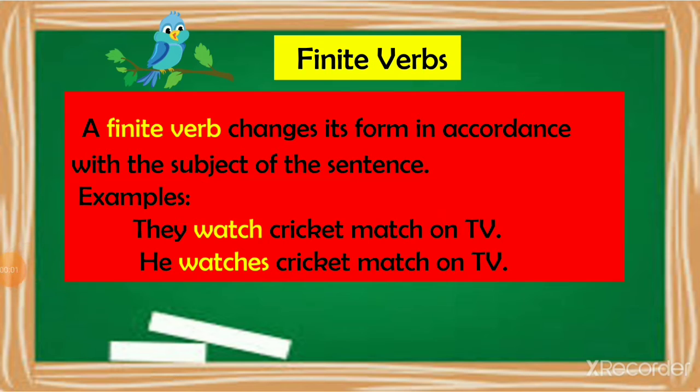Verbs can also be classified as finite verbs and non-finite verbs. A finite verb changes its form in accordance with the subject of the sentence, right? For example, they watch cricket match on TV. He watches cricket match on TV. So, finite verbs are the verbs which change according to the subject, right? And you can see here the verb watch changes accordingly. So, a finite verb has an agreement with the subject.